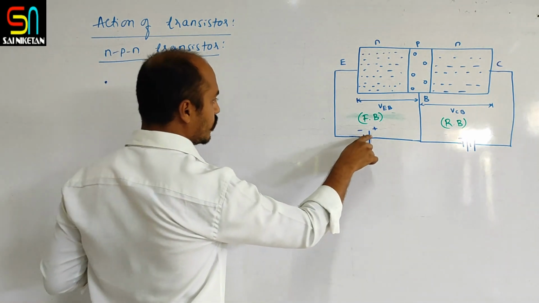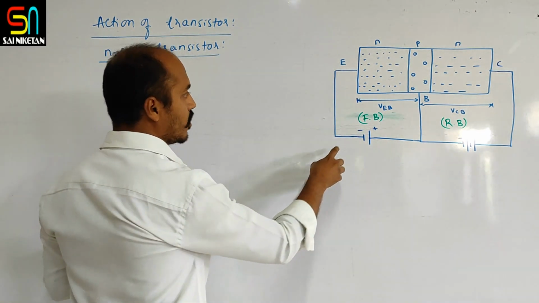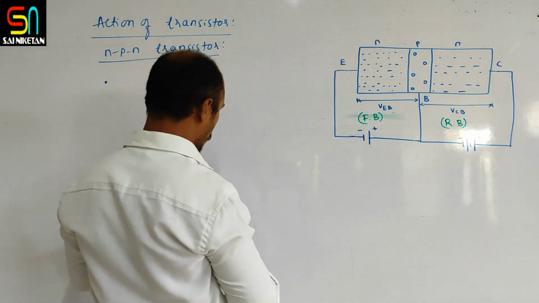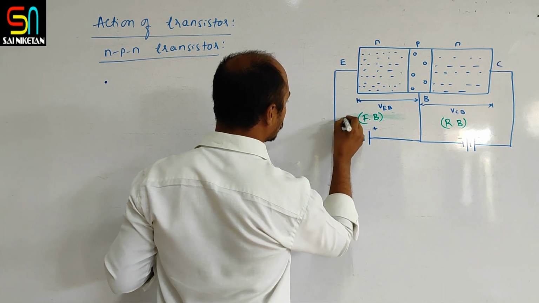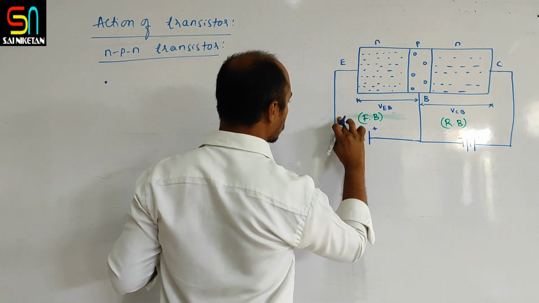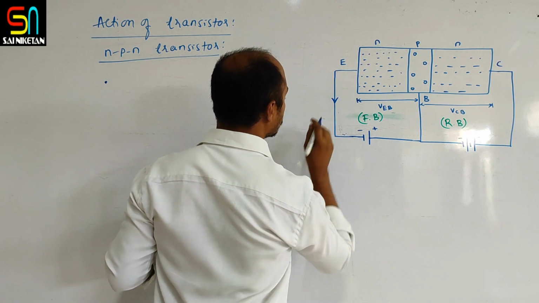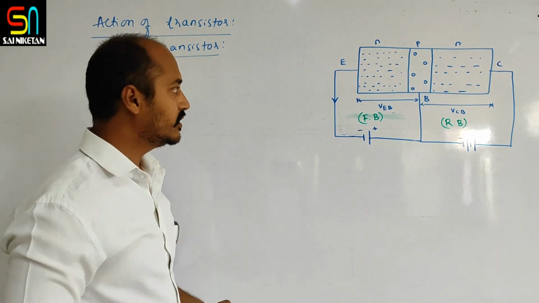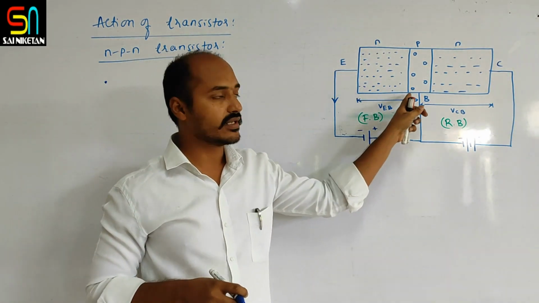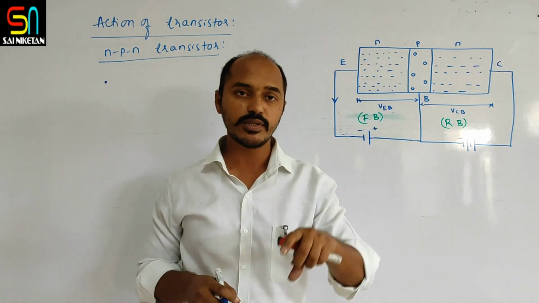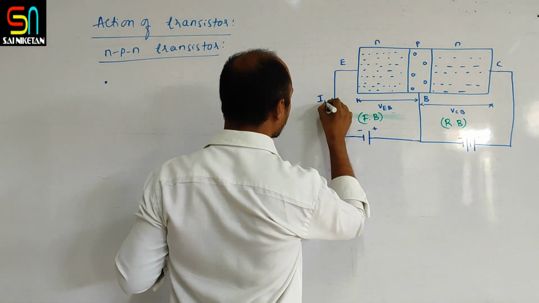So if the electrons are moving from here to here, it means current starts flowing from positive to negative terminal. So electrons are moving in this direction, which means current is flowing through this, right? And this current is caused by the movement of the electrons in the emitter region. Hence, this current is called the emitter current.